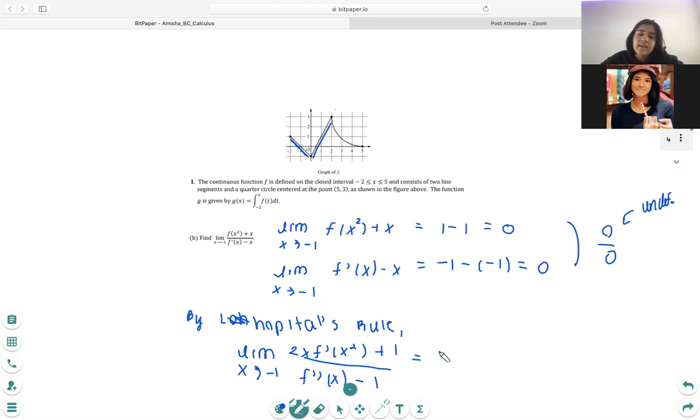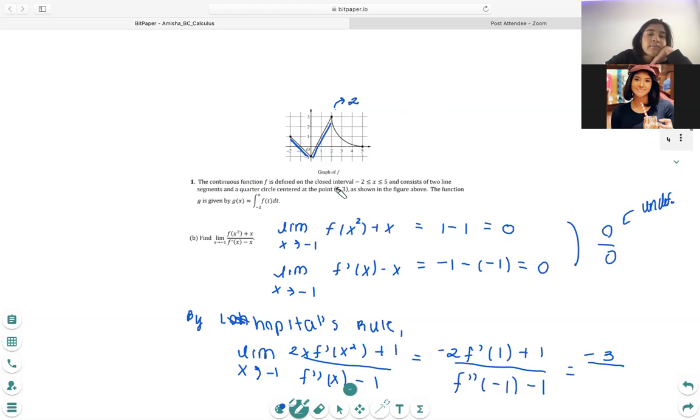So here we're looking at -2 times f prime of 1 plus 1 divided by f double prime of -1 minus 1. Okay, so f prime of 1, right? F prime, we talked about, means the slope at 1. The slope at 1 here is rise of 4 over 2, so a slope of 2, and we're getting -4 plus 1 is -3, divided by f double prime at -1.